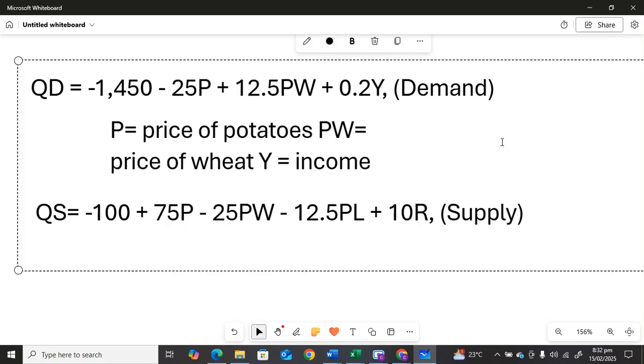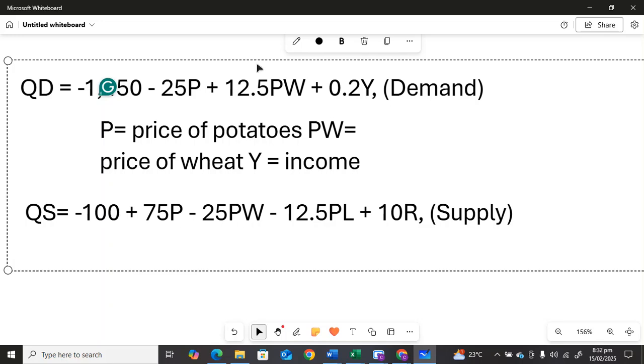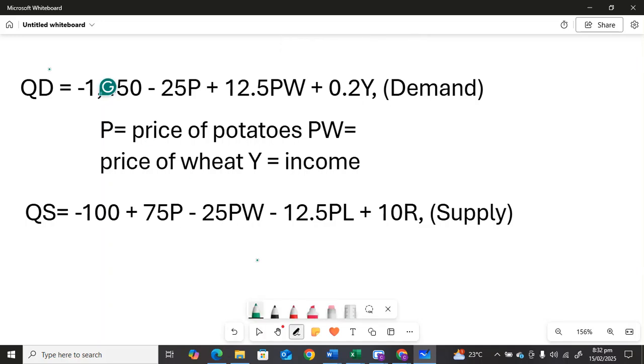If we look at our demand function here, which is QD, QD represents quantity demanded. This is our dependent variable. This negative 1,450 tells us the quantity demanded if the price of potatoes is zero, the price of wheat is zero, and the income is zero. This would be the amount of potatoes demanded, this first number here.